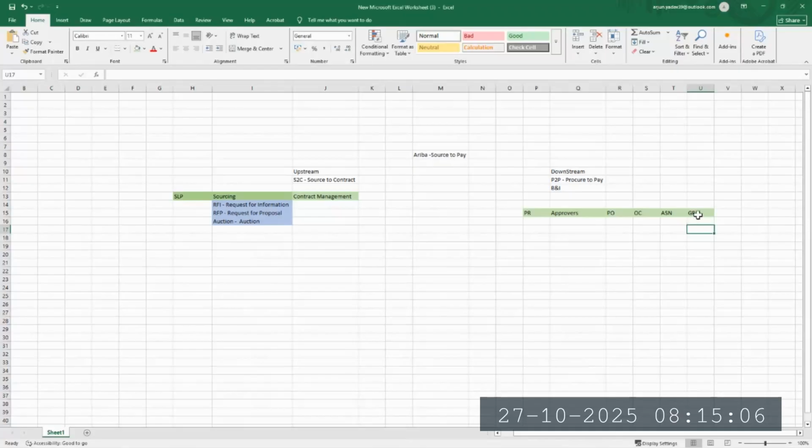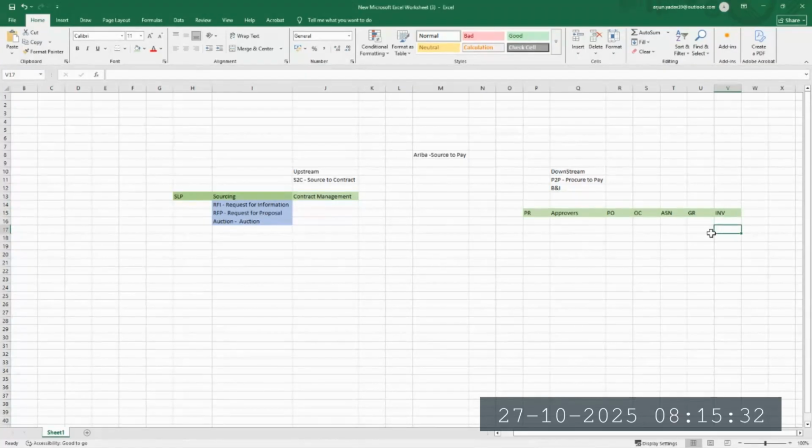Once the GR is done, the GR will be notified to the supplier. So the supplier will get to know, okay, the buyer has accepted the item and he has received the item. Next step, the supplier will send the invoice for the item he has delivered. Once the invoice reaches, the Ariba system will do a three-way check.